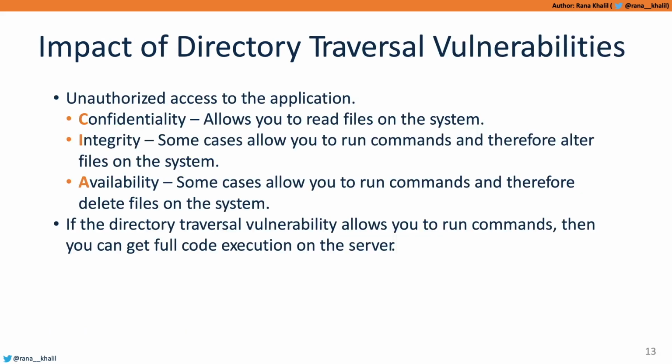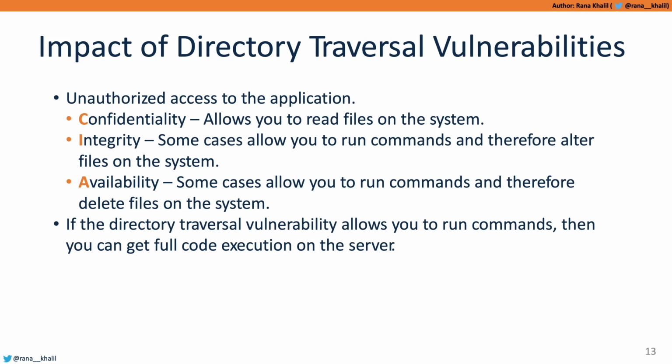All right, let's discuss the impact of directory traversal vulnerabilities. We've touched a bit on that in the previous slides, but as usual, when I discuss impact, I like to measure it in terms of how it impacts the CIA triad. So confidentiality, integrity, and availability. Now, in terms of confidentiality, that's usually impacted because directory traversal vulnerabilities allow you to access and read files on the server. However, it's not that clear when it comes to integrity and availability.